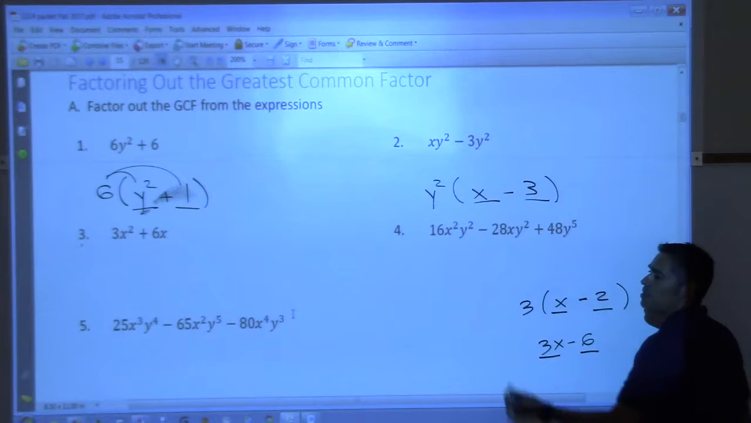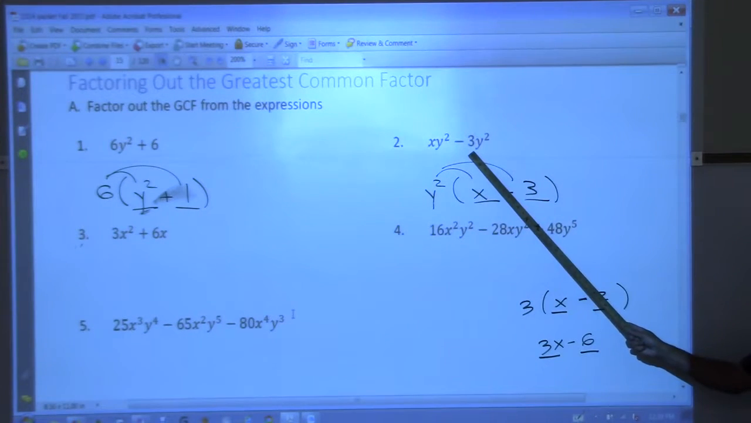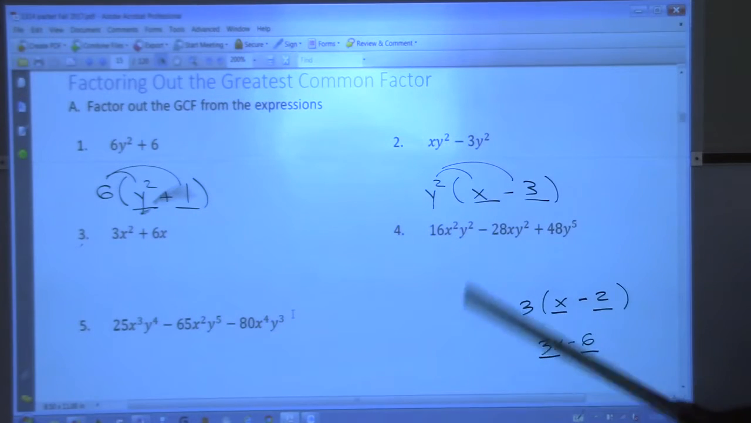The good thing about factoring is you can always check, because you can just distribute, and you better get back this, right? So this is the answer right here.